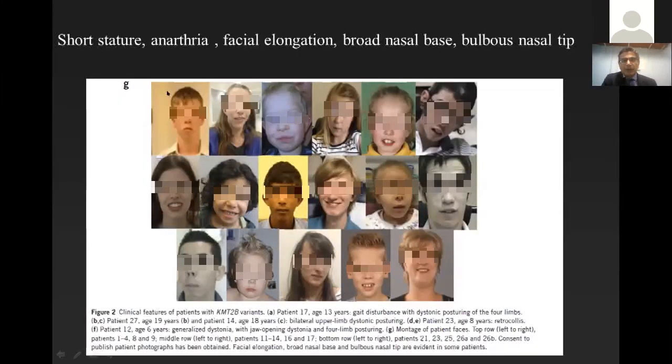So they apparently also have some facial dysmorphism, which is quite characteristic, with this facial elongation, a broad nasal base, and a bulbous nasal tip, with this long sort of nose with a bulbous tip.